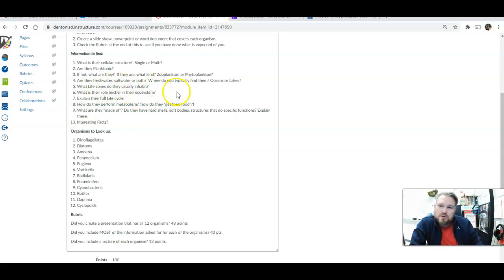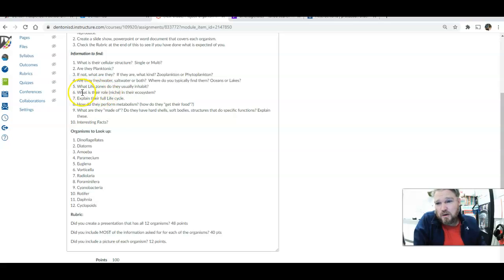And then what life zones do they usually inhabit? I'll give you a little hint there. Most of them are going to be in the photic zones, which means in a lake, you're going to be in the littoral or limnetic zone, because that's the zone that has light. And then in the ocean, you're going to be in the epipelagic, and then that could be in the littoral zone, neritic zone, or oceanic zone.